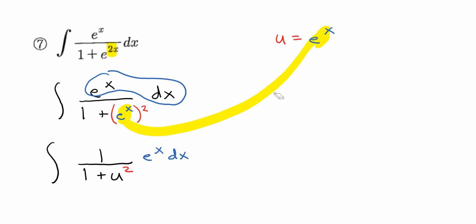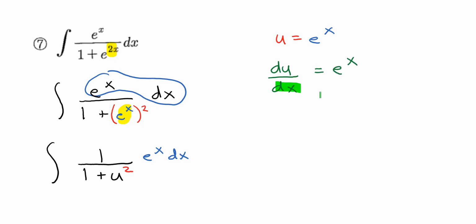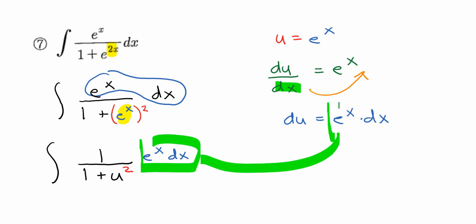Okay, and then from there, let's go ahead and take the derivative now. The derivative of u is du over dx, which is e to the x. And then I can take this dx here and move it to the side here. So this is going to be du equals e to the x times dx. And that's looking pretty good because it matches up with that part right there.